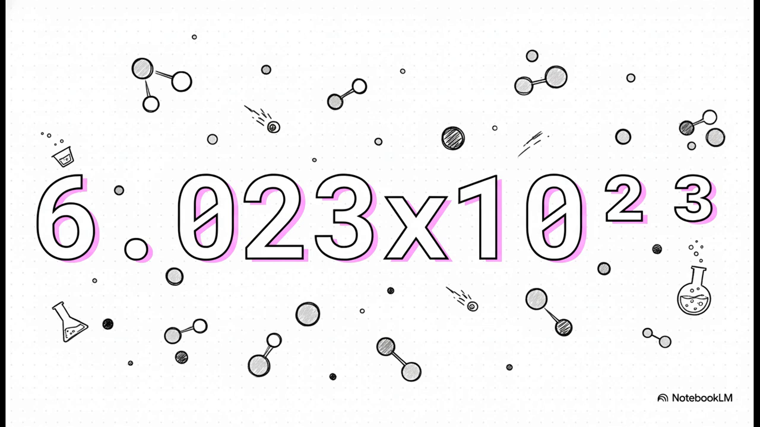And this is the magic number right here. 6.023 times 10 to the 23rd. That is a 6 with 23 zeros after it. It's a mind-bogglingly huge number. It's called Avogadro's number, and it's the exact number of particles in 1 mole of, well, anything. Carbon atoms, water molecules, you name it. It's the absolute cornerstone that lets us scale things up.